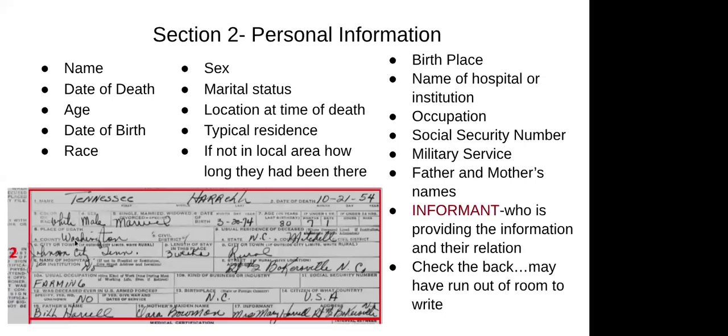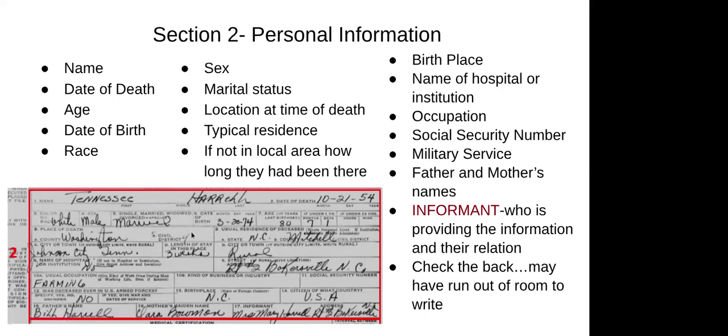One was a mother who had passed away. The informant was her husband. And when the child looked at it, the date of birth was about 5 years off from what she thought her mother's age was, because the mother had lied to get married earlier than she should have. She was apparently 15 when she got married and lied and said she was 19. So when she died, the death certificate didn't match what the daughter had expected.